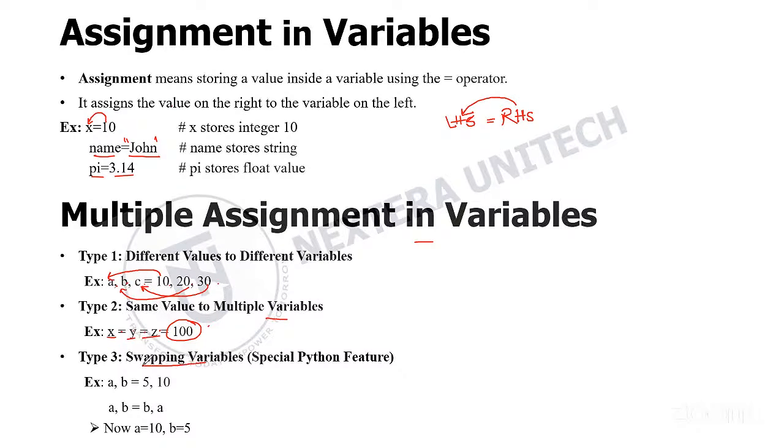And you can also swap the variables. This is a special Python feature. Here I have given a comma b equal to 5 comma 10. So 5 will be given to a and 10 will be given to b. And if I want to swap this, easily I can just do a comma b equals b comma a. What happens is b's value will be assigned to a and a's value will be assigned to b. So at the end of the result, you will be getting a equal to 10 and b equal to 5. But initially a is equal to 5 and b is equal to 10.